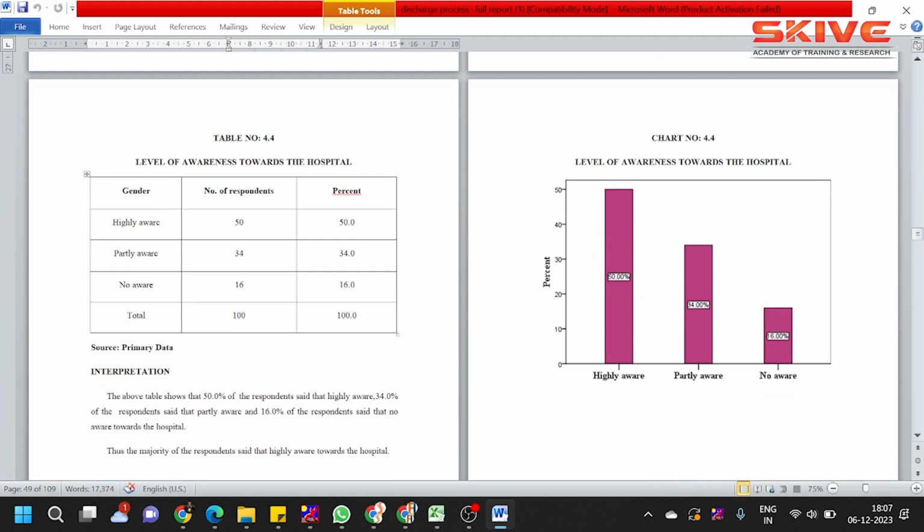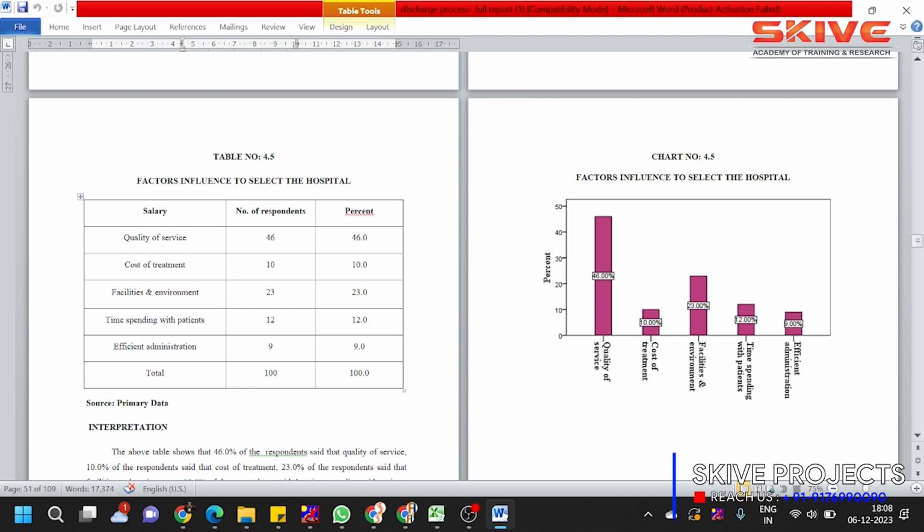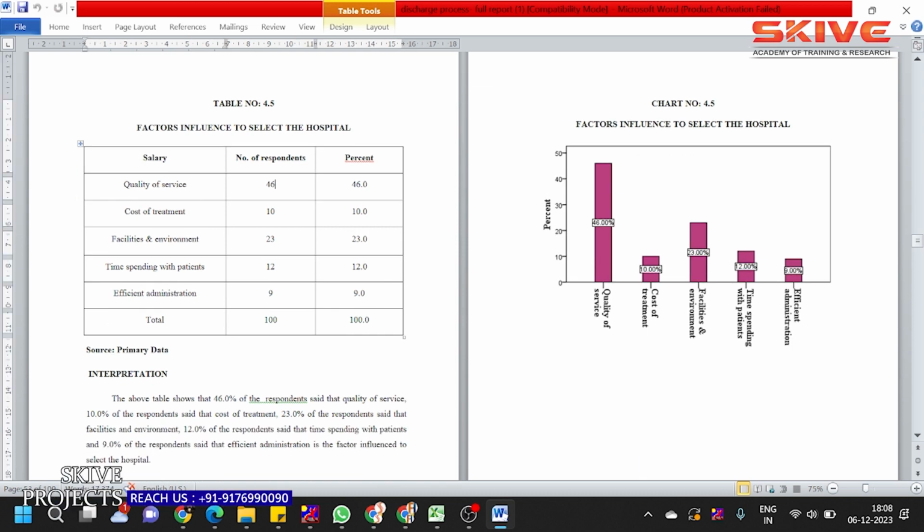Like that, for level of awareness, the people who have knowledge about that particular hospital were questioned and the response is shown. Most of the people, 50% of the respondents, are most aware of the particular hospital, and the graph clearly shows this. Coming to factors influencing the selection of a hospital, 46% of people say that quality of service is the most important factor of a hospital.